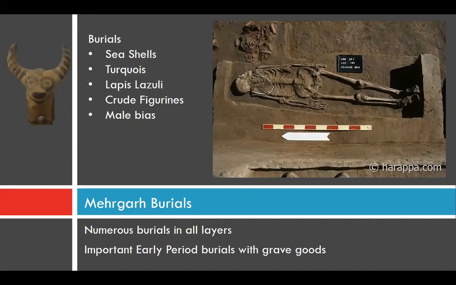Burials, we see seashells, turquoise, lapis lazuli, crude clay figurines. There seems to be a slight bias toward the burial of men over women, but that just could be that there were more men. I mean, populations aren't always 50-50 men and women. For example, I think there's like 51% female and 49% male in the United States population. It kind of varies, so that may not mean much, but maybe there is a gender bias somehow.